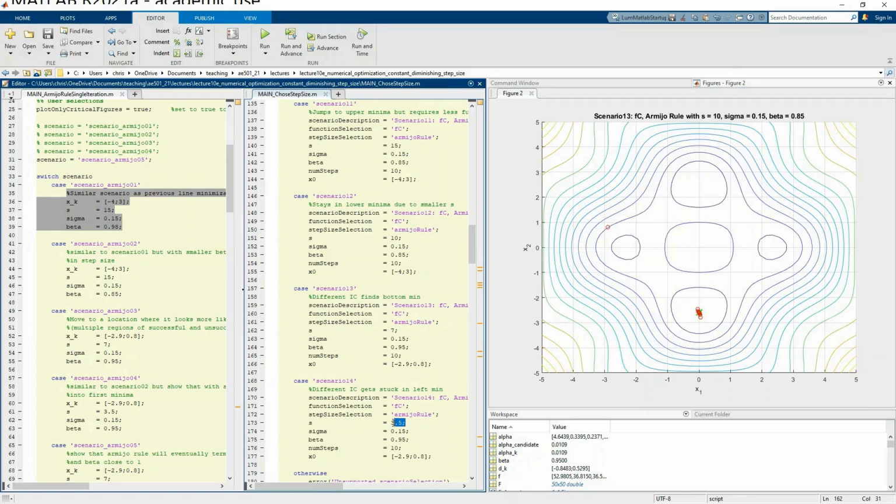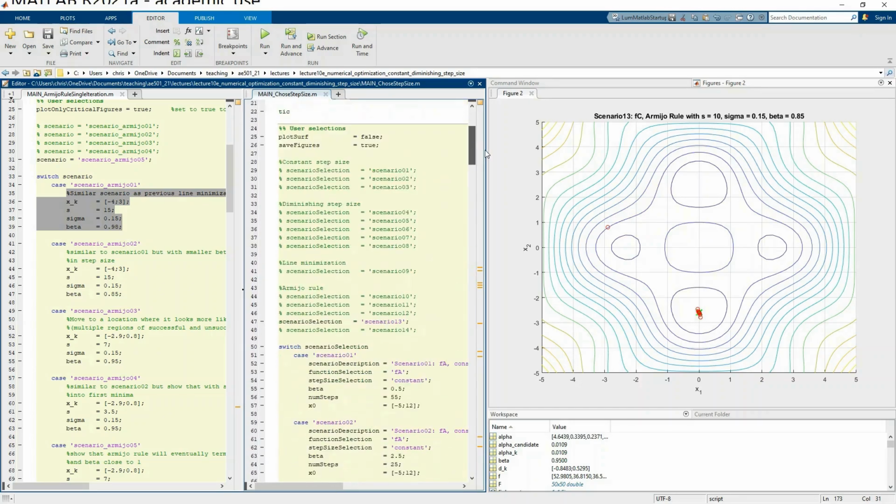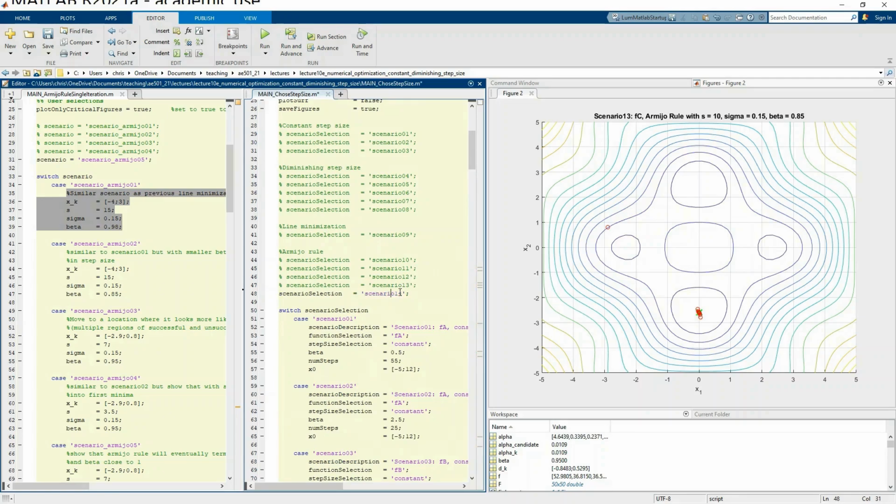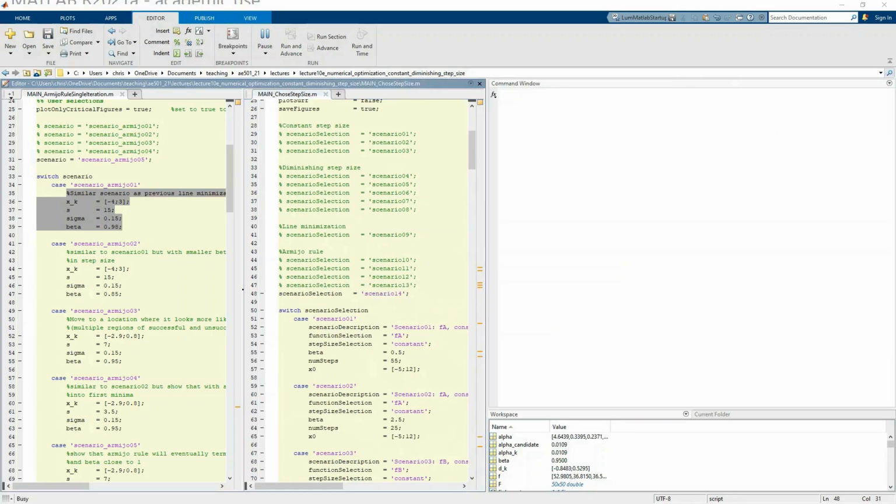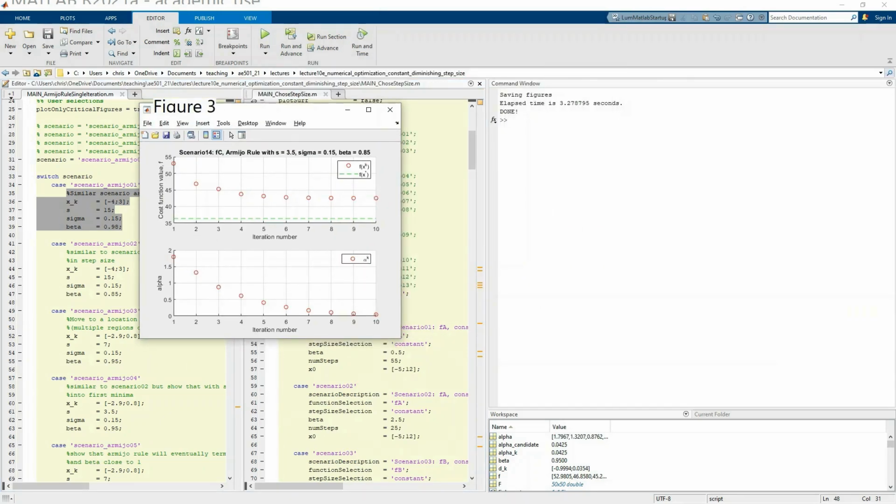But if we were to handicap that here, if we tell it not to search so far, we'll get stuck in this local minima instead of finding the global minima. So in fact, we can see that with scenario 14. If we go ahead and change this to scenario number 14 and rerun again, let me show you that here's the performance and here's the results.